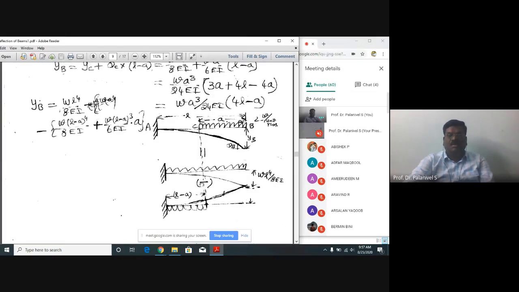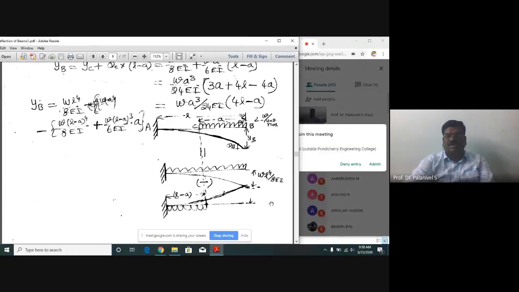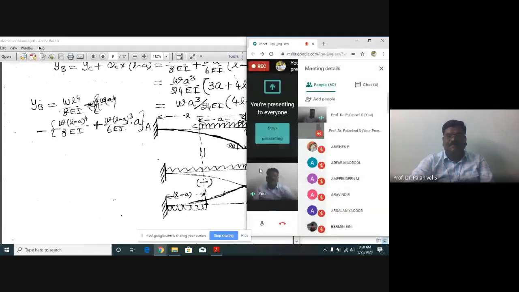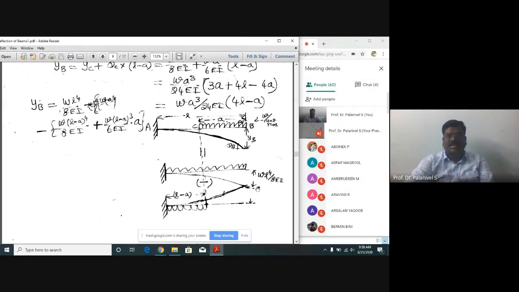Please see here. You have to divide this beam into two like this, using the superposition technique. Please see here, superposition technique.